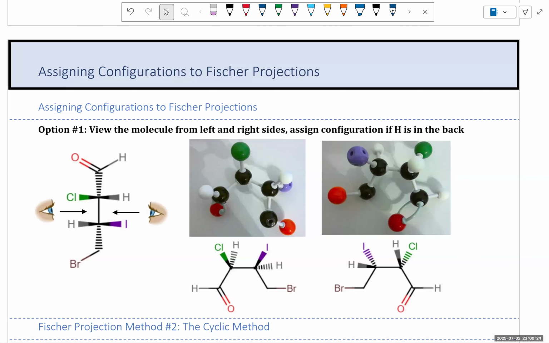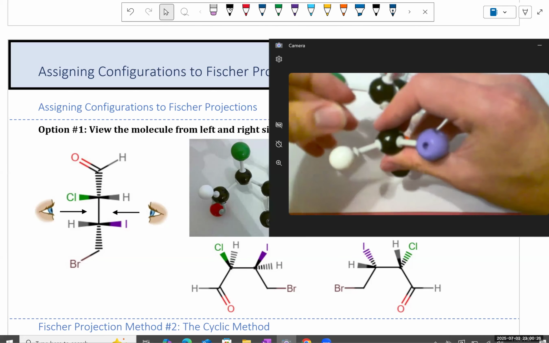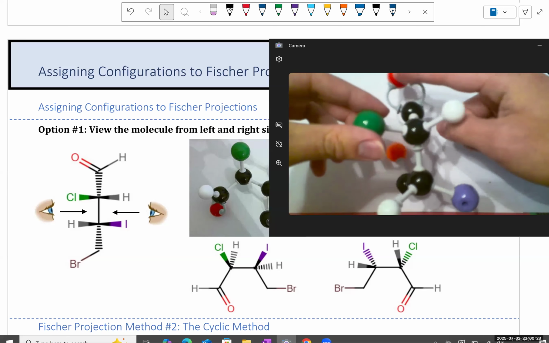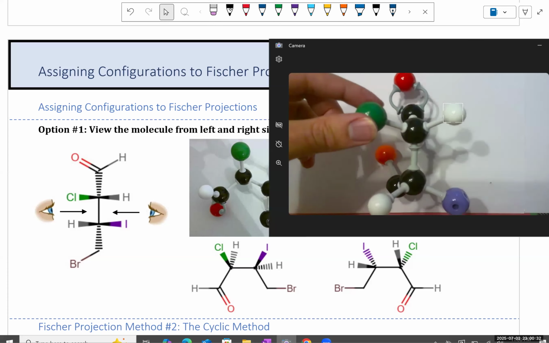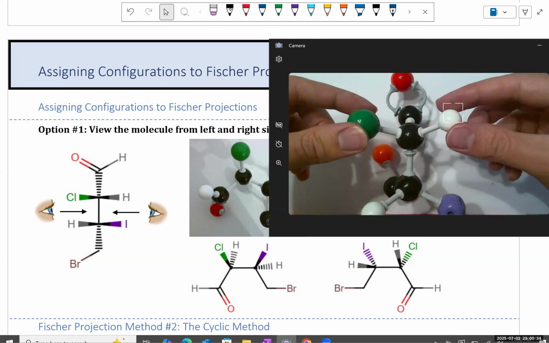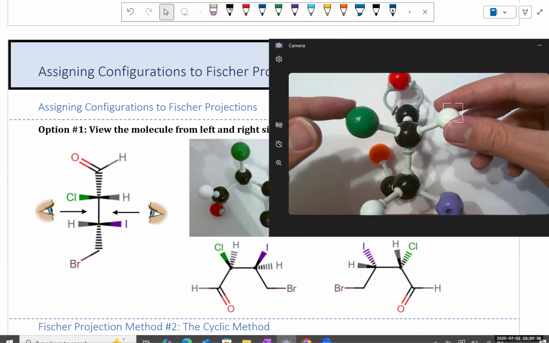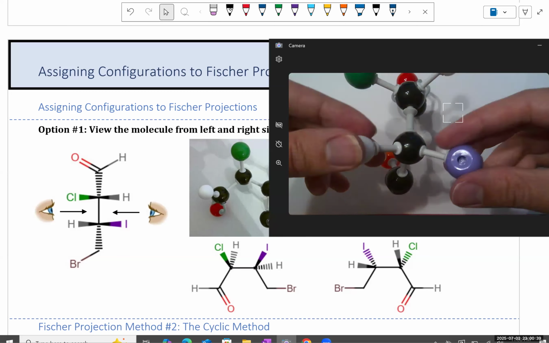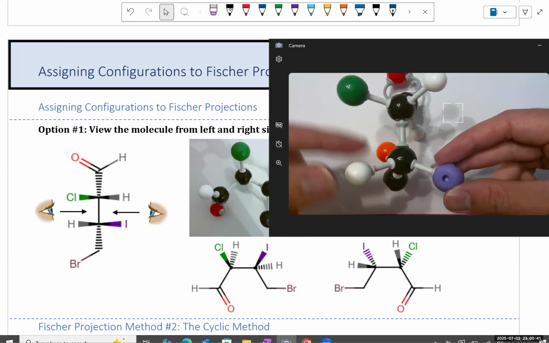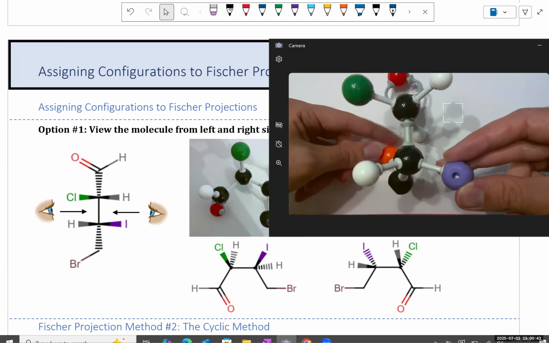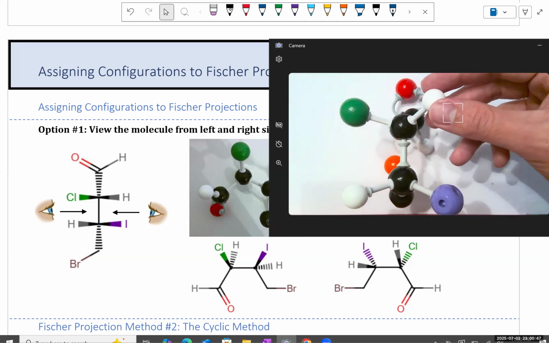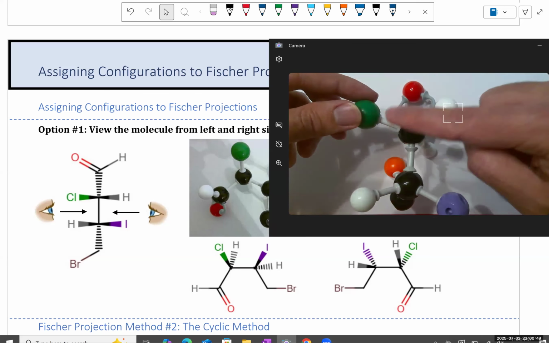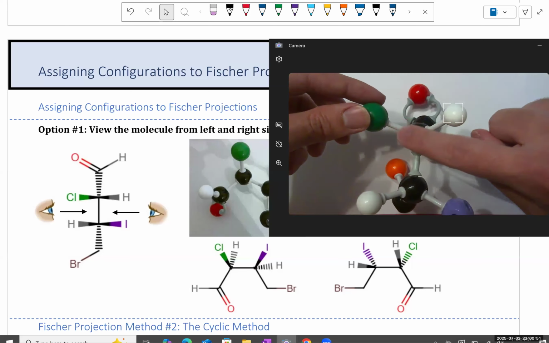Okay, so here we go. Here is the model of this compound. As we can see, we have the aldehyde in the back. We have the hydrogen on the right. We have the chlorine on the left. On the second carbon, we have the iodine on the right, hydrogen on the left, and the alkyl bromide in the back. Now, what we can do is we can view the molecule from either the left or the right.